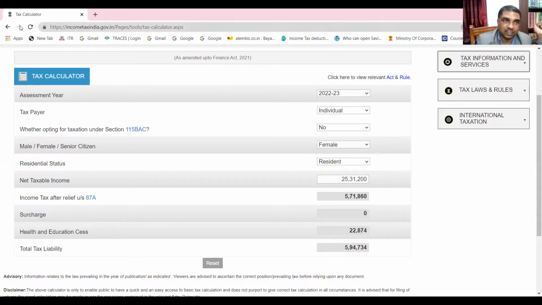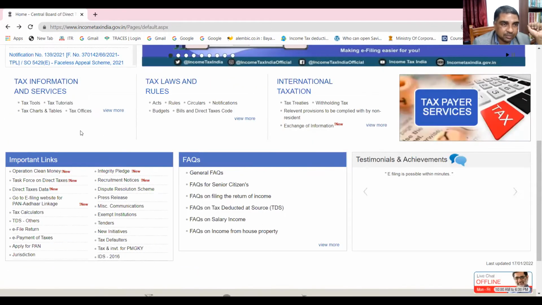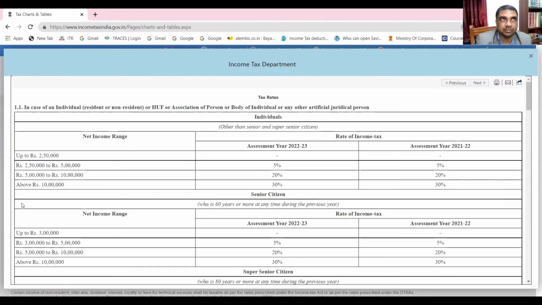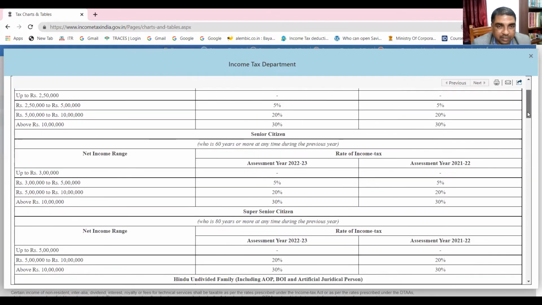Okay, friends, now let us go back again. Let us go to our tax rates, tables and charts. Again, I am taking you to tax rates, tables and charts. You see here, tax rates. Now you have seen for the assessment year what the normal tax rate for individuals is. Now you see, again for assessment year 22-23, persons who are 60 years or more at any time during the previous year are called senior citizens.